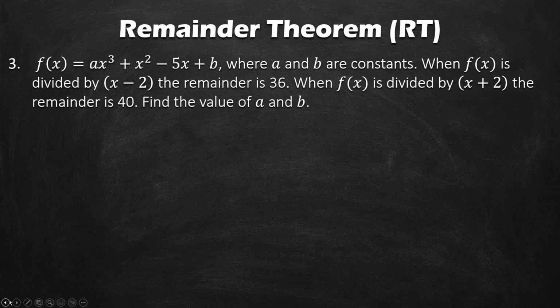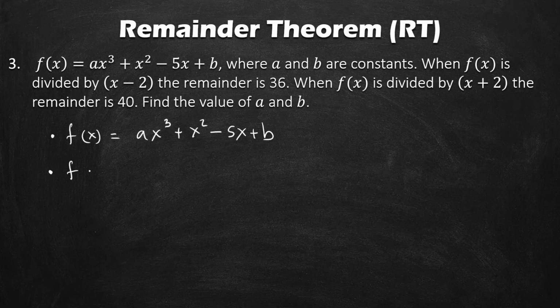So here the next problem, as I mentioned in the beginning, about the function, we know the function, but we are missing some information here, which is a and b. So first, I want to collect all of the information that we know. So f(x), here we know f(x) is ax^3 + x^2 - 5x + b.